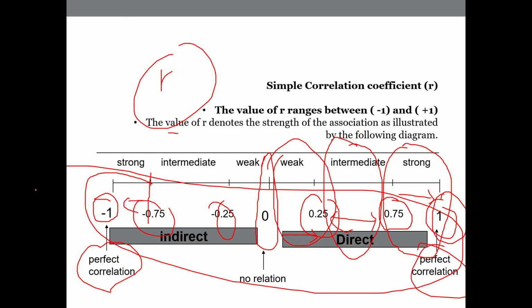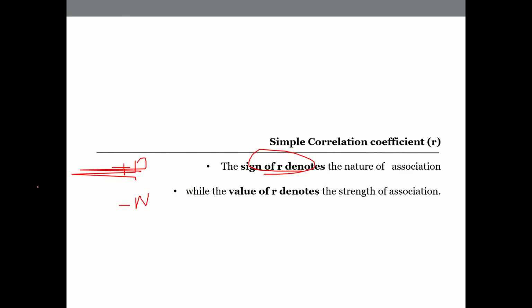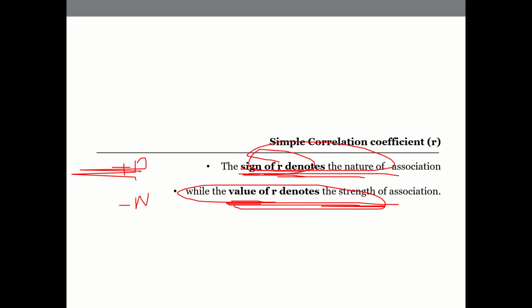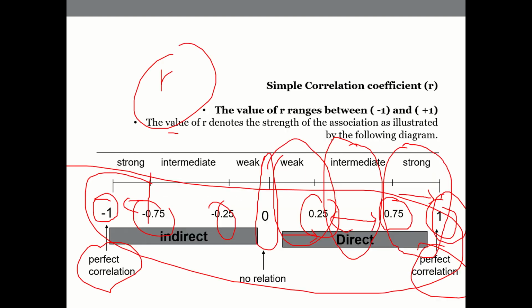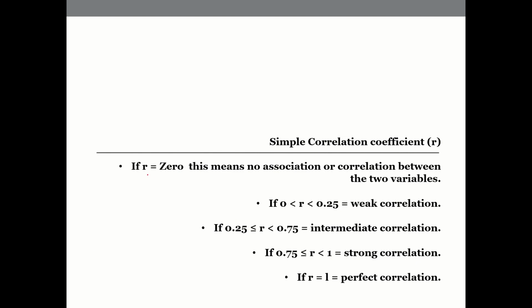There are two things here. One is the sign, the other is the value. The sign can be positive or negative. The value is how strong it is: is it 0.9 or 0.2, or negative 0.9 or negative 0.2. Both are important to define the relationship between two variables. I have also put that if R is 0, this means no association or no correlation between the two variables.